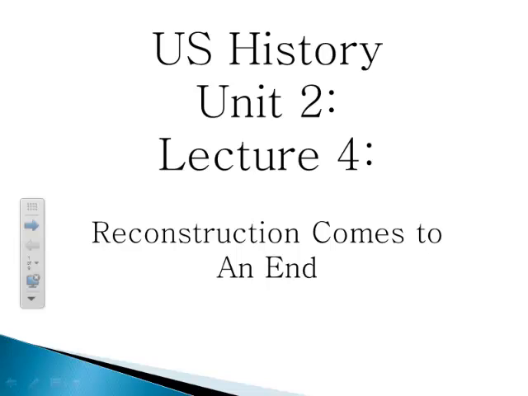In the last lecture, our focus was on radical Reconstruction, when the Republicans took over Congress and forced the South to start abiding by some of the conditions that they had set, and how the African Americans made some pretty significant gains in terms of civil rights during this time period. Today, our objective is going to be to take a look at how Reconstruction finally came to an end in 1877, and then weigh successes and failures to determine just how successful Reconstruction actually ended up being.